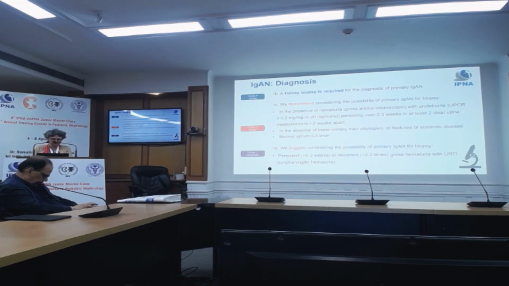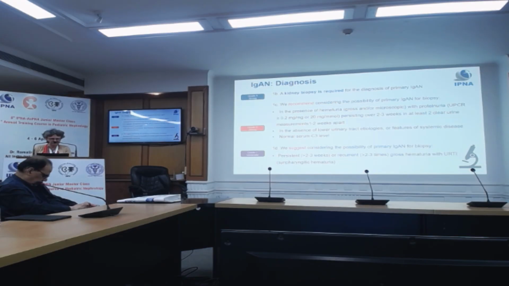So in terms of diagnosis, the key point is a kidney biopsy is required for the diagnosis. So we can't say IgA nephropathy unless we've done a kidney biopsy and we've looked at it. So when to perform the kidney biopsy? So this is a little bit more tricky. It was easy to recommend, considering the possibility of primary IgAN, and therefore to consider a biopsy if there's hematuria with proteinuria that is significant and persisting over 2 to 3 weeks and at least 2 clear urine measurements, having eliminated lower urinary tract etiologies or features of systemic disease, and when normal serum C3 levels are present.